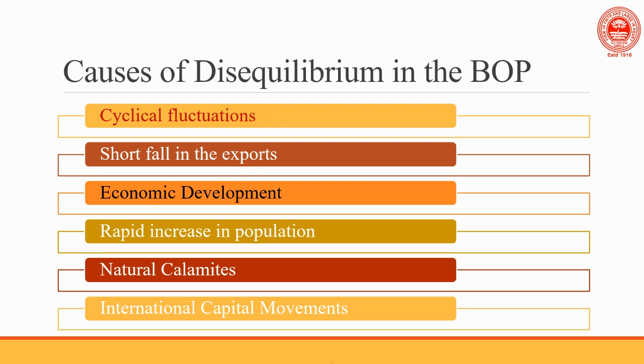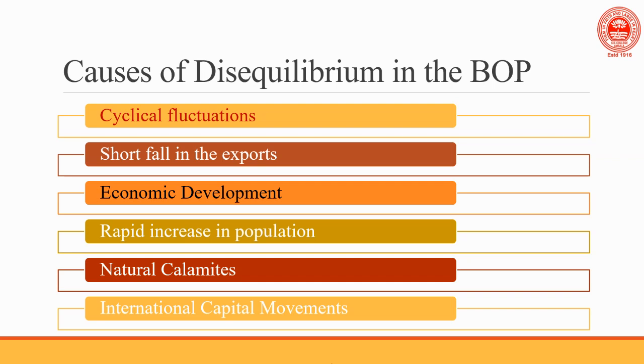Then another reason for disequilibrium could be the rapid rise in population. Now, most countries experience an increase in the population, and in some countries, specifically like India, the population is not just large, but it is increasing at a very fast rate. So, to meet their needs, imports become essential, and the quantity of imports may increase as the population increases.